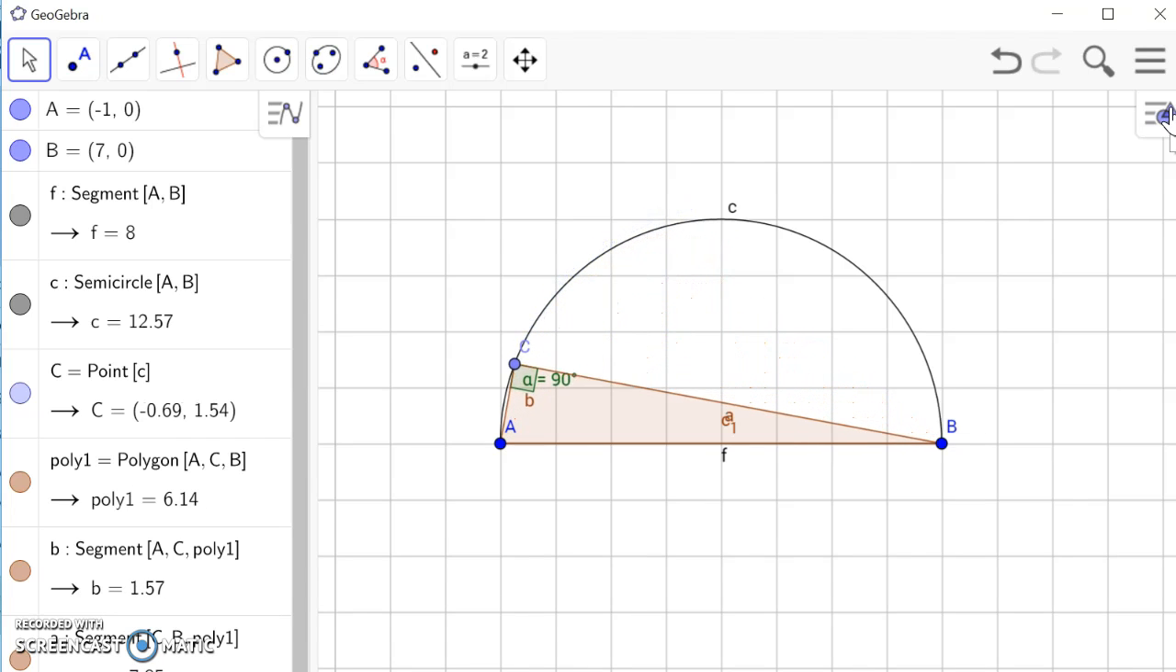The same would happen if the circle were to continue going all the way around. In other words, the other part of the semicircle would also contain a 90-degree angle. I hope this was clear, and I hope this helps and demonstrates Thales' theorem.